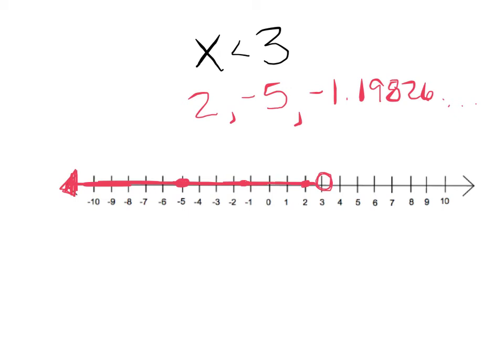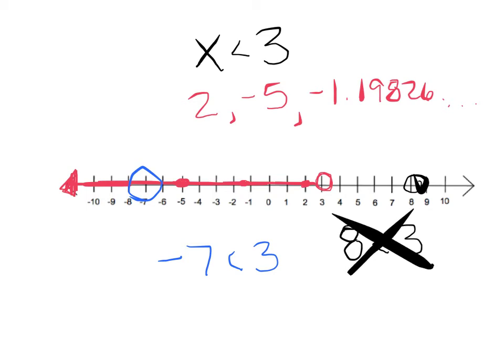Think about it. I could pick out any number down there. I could say negative 7. Is negative 7 less than 3? Yes, it is. Now we could also think about those numbers on the other side. Let's say I had 8. I'm going to pick 8. That was gross. Is 8 less than 3? No. So that is not true, which is good because that's not where I shaded.